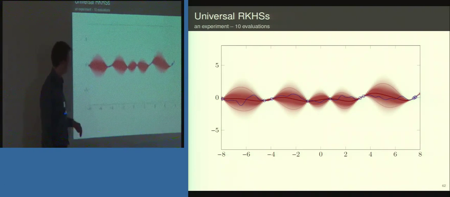Now I have 10 evaluations. This looks really well. We're converging nicely, which is not surprising because this is a universal kernel. We can learn any function.